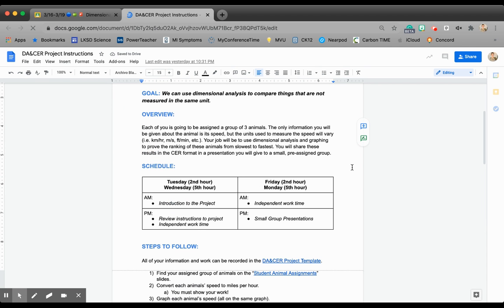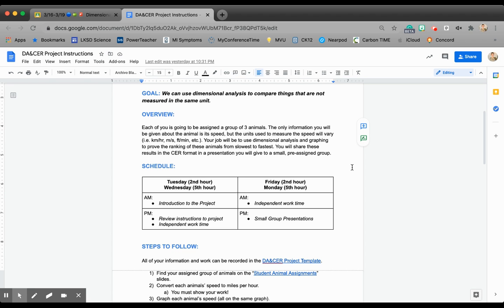So here's the overview. Each of you is going to be assigned a group of 3 animals. Now they're slightly random. I just kind of looked at a list and picked out the ones that I thought were kind of cool. The only information you're going to be given about the animal is its speed. However, the units are going to be all different, right?